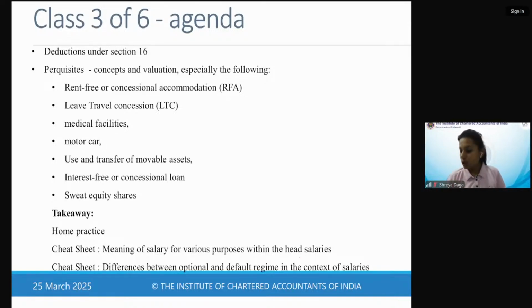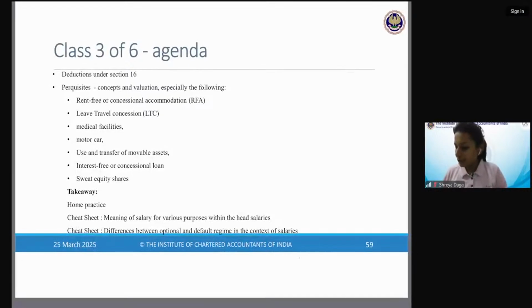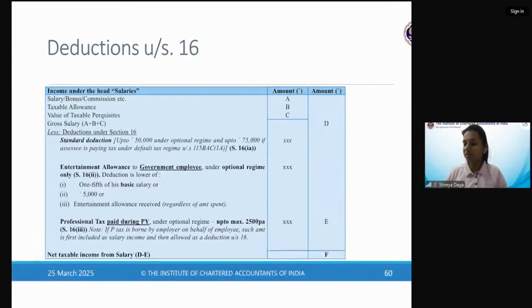So I will give you two cheat sheets. One is what is the meaning of salary for different purposes, and one is what is the difference in treatment of various things under optional and default regime. Some things are taxable under default regime, some are not. It is very confusing. Optional regime, generally you get most of the benefits. But again, standard deduction is lower in optional and higher in default. So there is a lot of confusion. Sometimes this is better, sometimes that is better. So in one sheet, we'll summarize the difference between optional and default regime. Please look forward to this class. It's going to be very interesting.